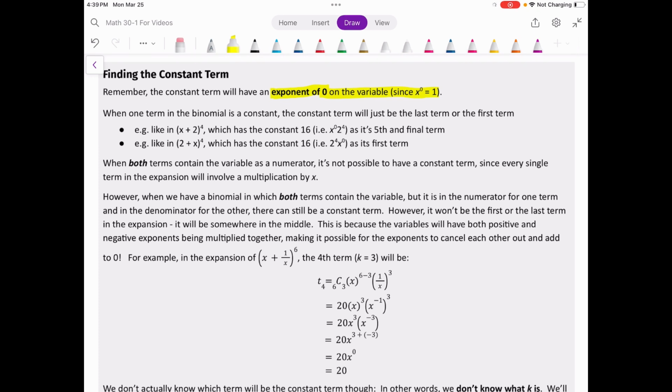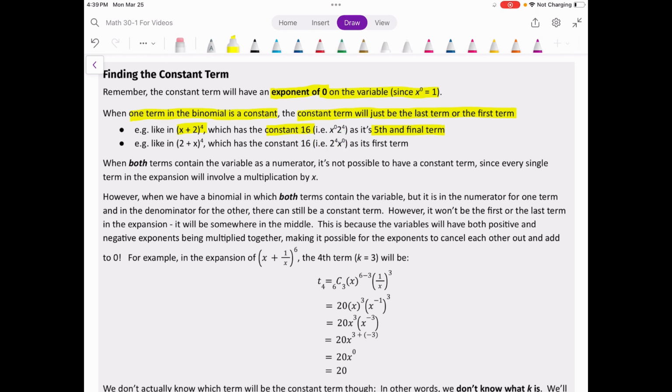Now, when one term in the binomial is a constant, then the constant term is just going to be the last term or the first term. For example, in x plus 2 to the power of 4, the constant 16 will just be the final term. Because when you imagine multiplying this all out, the last term is just going to be 2 times 2 times 2 times 2. Using our binomial theorem, we could say it'll be x to the power of 0, 2 to the power of 4, counting down from x to the fourth all the way to x to the 0 for the last term, and 2 to the 0 up to 2 to the fourth on the last term, and 2 to the fourth is just 16.